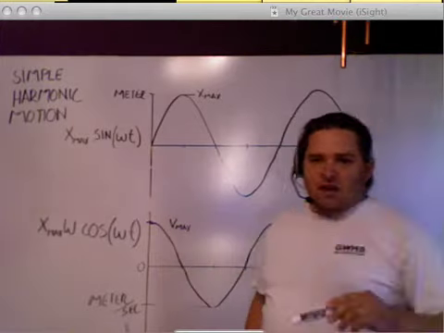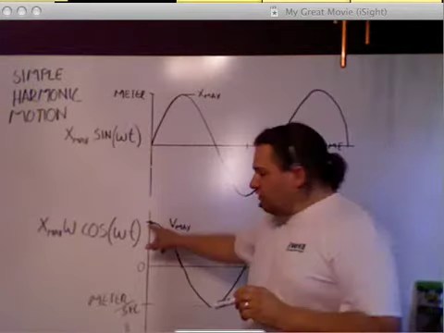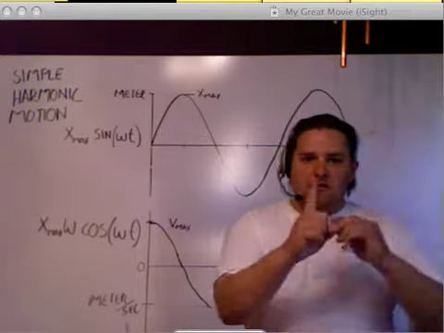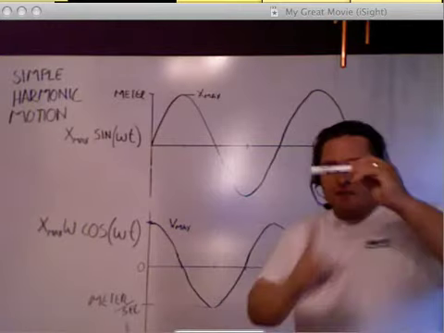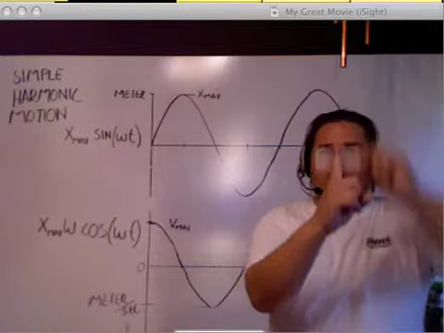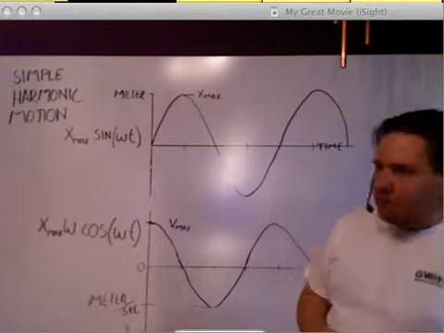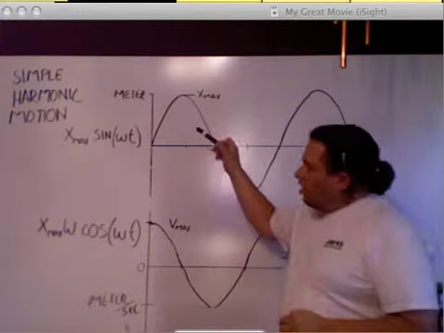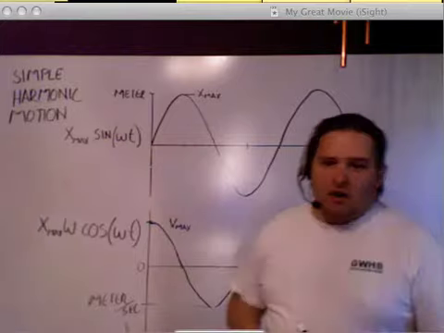Positive velocity is as the object is moving upwards. So at this point the object is traveling through the origin going up, where at this point it's traveling through that origin, that equilibrium, heading down. But they're both traveling at about the same speed at that point. Okay? So that's a comparison of the position graph versus the velocity graph for simple harmonic motion.